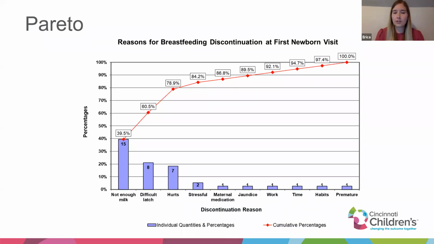Here's a Pareto chart showing the reasons mothers decided to quit breastfeeding before the first newborn visit. If you're not familiar with the Pareto chart, the vertical bars represent the reasons mothers cited for discontinuing breastfeeding, going from most frequent to least frequent, and the line graph along the top represents the cumulative percentage. The number associated with each bar represents the number of mothers who provided that reason.